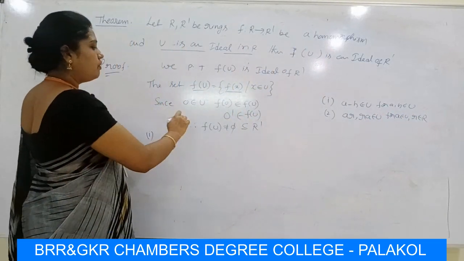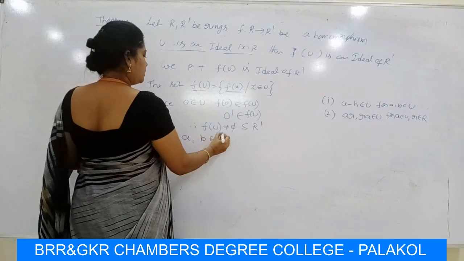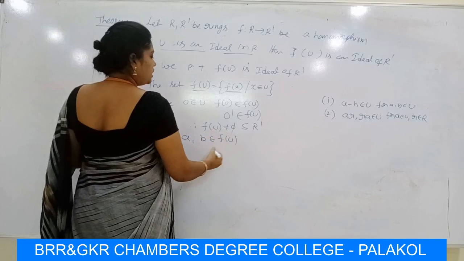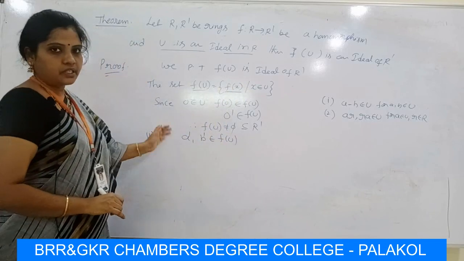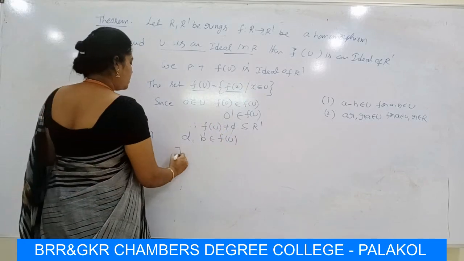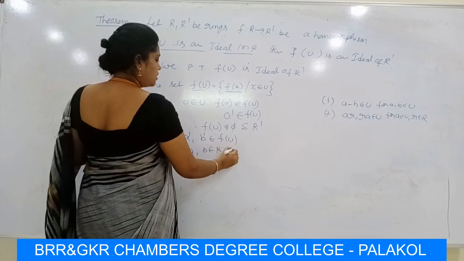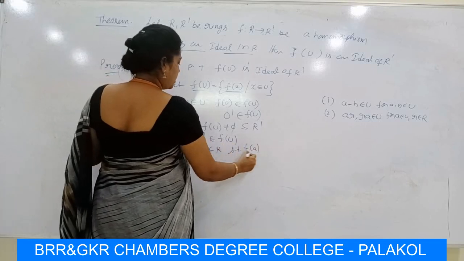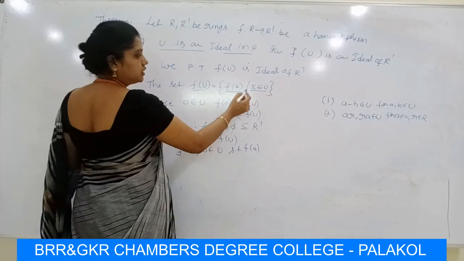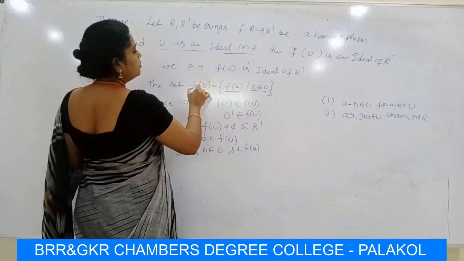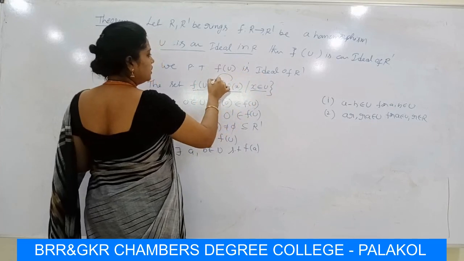Here we prove that f of U is an ideal. So we take any two elements in f of U. Here f of U contains images, so we take as the elements a dash and b dash. So there exist a, b belonging to R such that f of a belongs to U, because if x belongs to U, then f of x belongs to f of U.